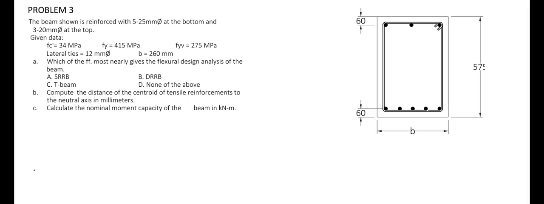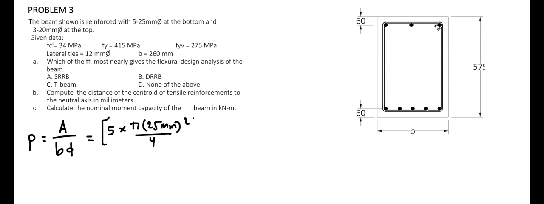For the first problem, we need to solve for the steel ratio of the beam, that is equal to the area of the tensile reinforcement divided by base times the effective depth. Now, the area of the tensile reinforcement, usually it has the most number of bars in the beam, so it has 5 times pi times 25 millimeters squared over 4. This is the total area of tensile reinforcement divided by a base of 260 millimeters times an effective depth that we need to solve.